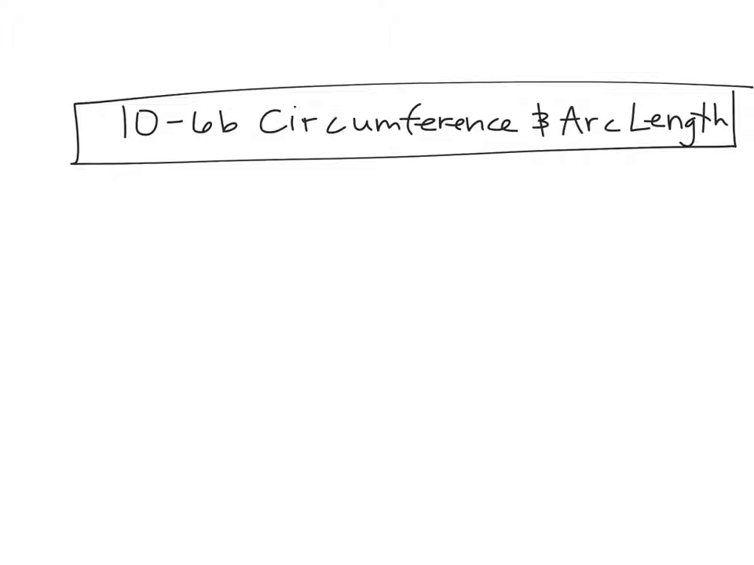Here we go. 10.6b is circumference and arc length. Can you tell me what circumference is in a circle? The distance around, right? It's the perimeter of a circle. So if this is my circle, this is my diameter, right?